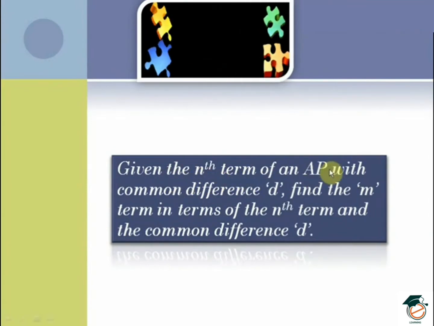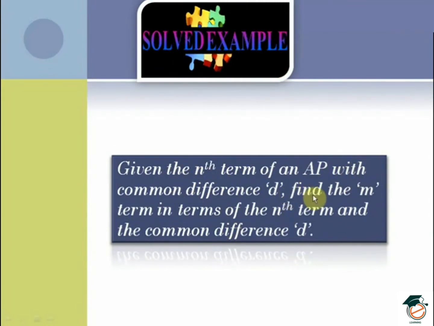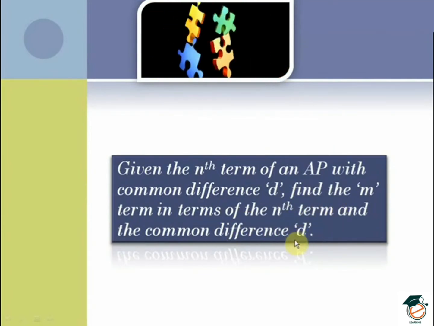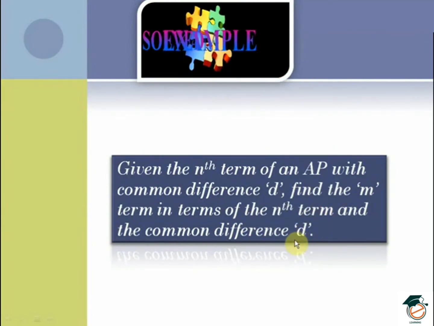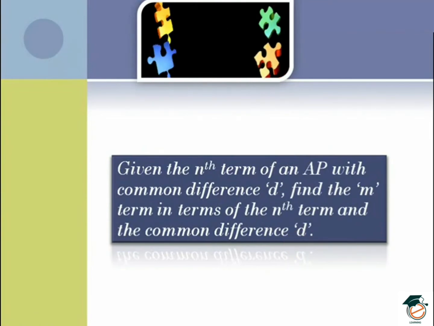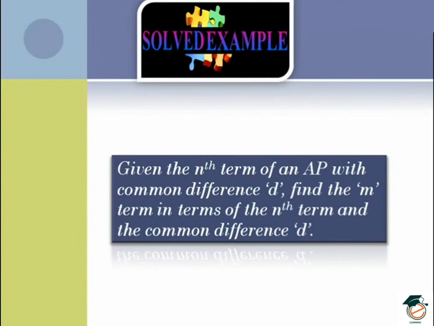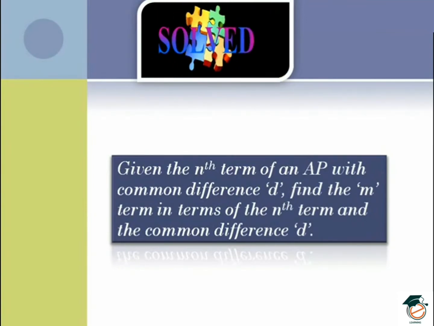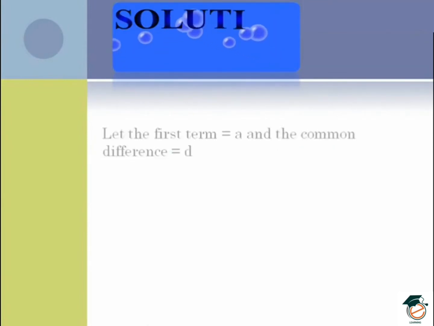Given the nth term of an AP with the common difference D, find the mth term in terms of the nth term and the common difference D. So in this problem we have been given the nth term of an AP and the common difference here is D. We have to find the mth term of this series in terms of the nth term and the common difference D. So let's look at the solution of this problem.